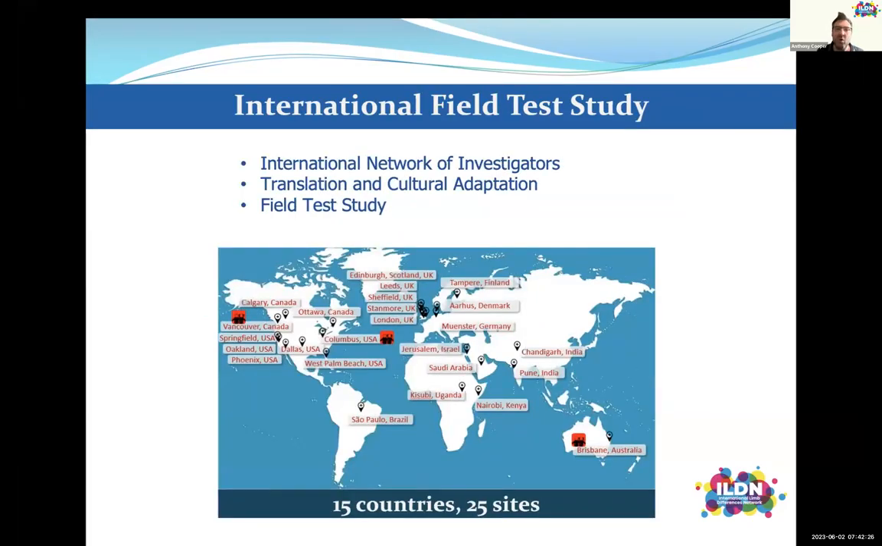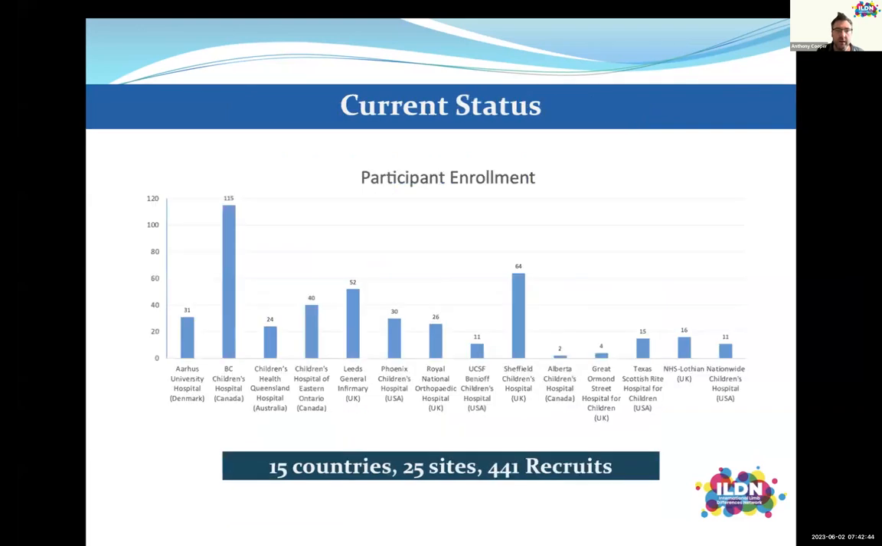We're currently at a stage now where we are in our international field testing, and so we have 15 countries and 25 different sites. We're also performing translation and cross-cultural adaptation into multiple different languages. Here's a map of the centres that we are working with for this, and here is our current status. So we are approaching 450 recruits across 15 countries and 25 sites. We're hopeful that by the end of this year, we'll have a measure which is validated and is ready to be released. And hopefully this will be something that we can use as part of our limb difference network as one of the outcome measures for this.